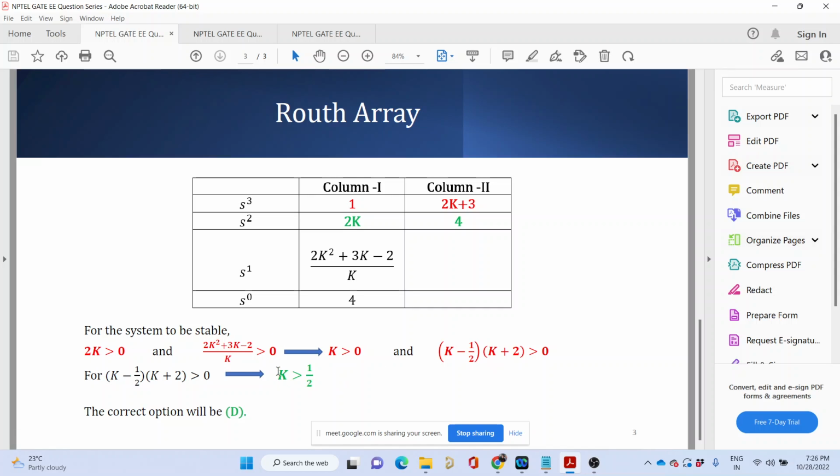So 2k has to be greater than 0 and this element also has to be greater than 0. For this factor to be greater than 0, k has to be greater than half. If k is greater than half, then this becomes positive, and this will be positive if k is positive. So the correct option is D. It is not B, it is D.